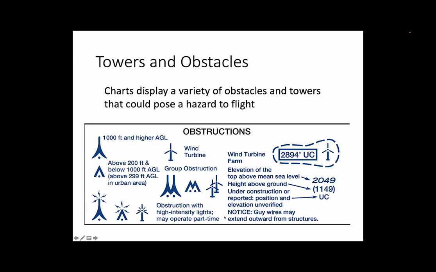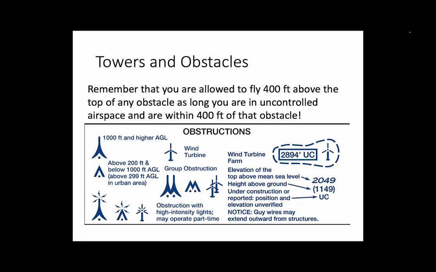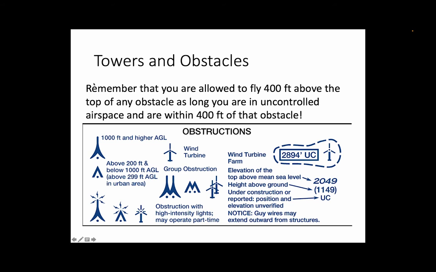And notice guy wires may extend outward from structures. So just a general safety consideration is that there may be guy wires extending out from these towers. Oh, and I just have a note here that remember you are allowed to fly 400 feet above the top of any obstacle as long as you're in uncontrolled airspace and are within 400 feet of that obstacle. So this is really helpful for folks doing tower inspections or things like that.